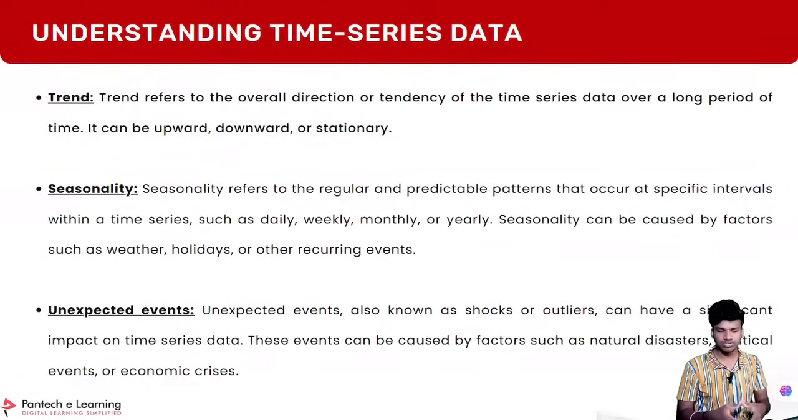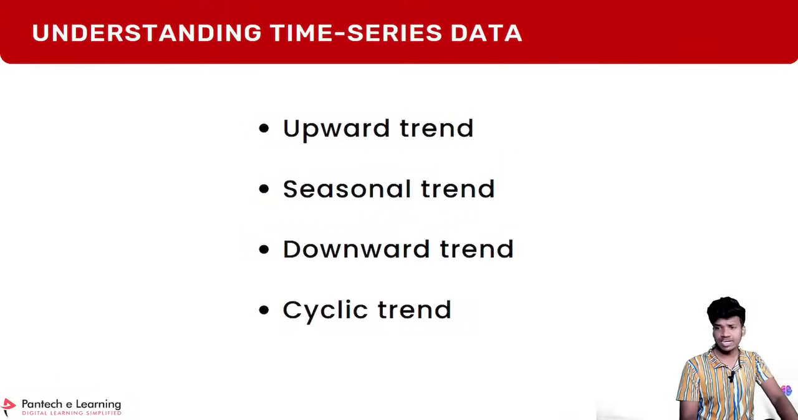Unexpected events, also known as shocks or outliers, can have a significant impact on time series data. These events can be caused by factors such as natural disasters, political events, and economic crises. Just now I said COVID-19 is also a kind of viral disaster, right?